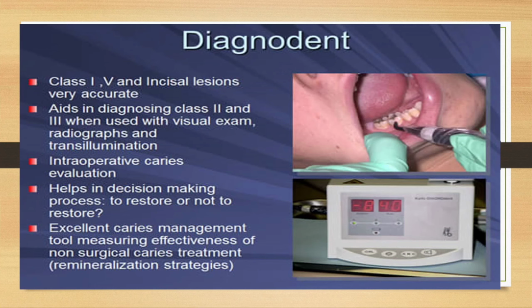DIAGNOdent is an instrument by which we can detect caries, that is, class 1, class 5, and incisal lesions. Caries can be accurately measured. There will also be visual examination, radiographs, and transillumination aids.